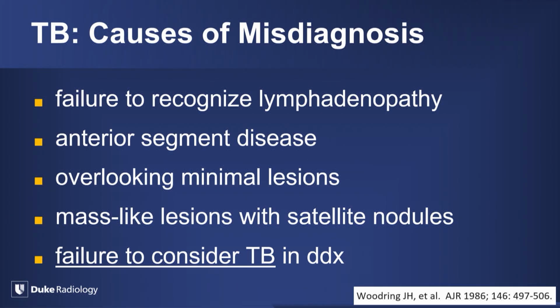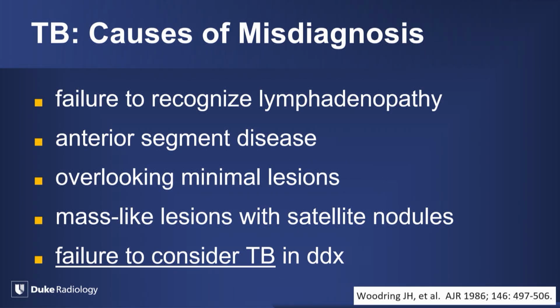So this is an old article. I don't know if anybody remembers Dr. Woodring. He wrote a series of really beautiful articles back in the 80s and 90s from the University of Kentucky. And they looked at a series of patients with tuberculosis that had either delayed or completely missed diagnosis. And they identified a couple of features or findings or causes for misdiagnosis.